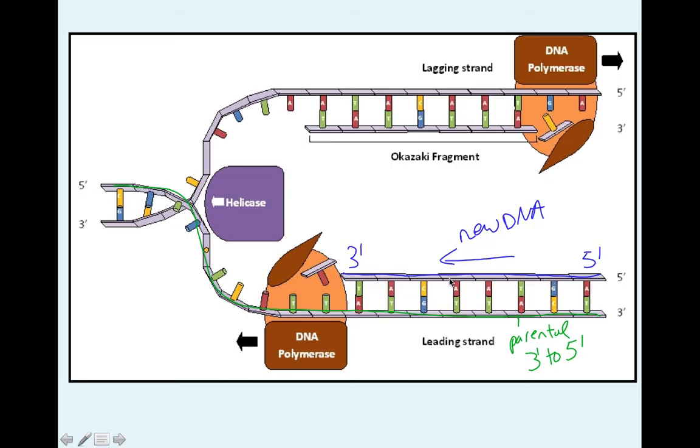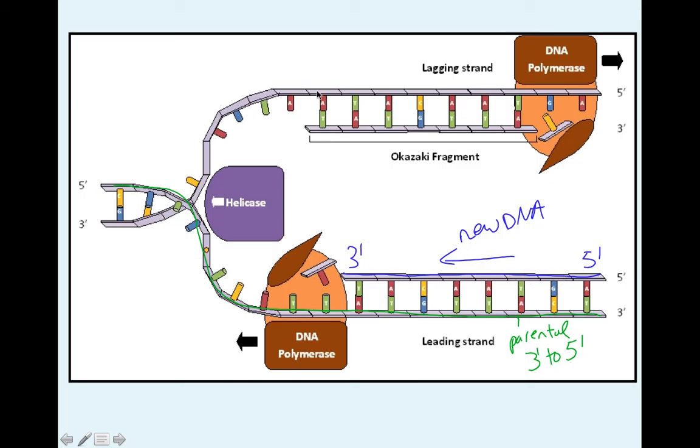Because, and this is the big thing, if you look at the parental strand, which is in green here, the parental strand is 5' to 3'. Now across from my 3' I'm going to have a 5' of my new strand. And because DNA polymerase works in the 5' to 3' direction, I can just keep adding bases here.